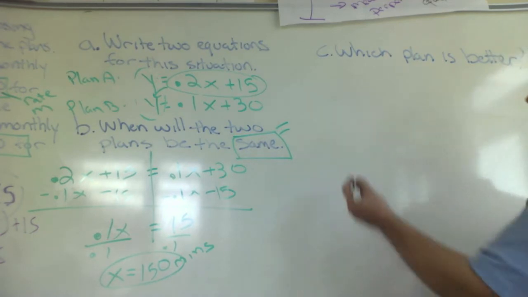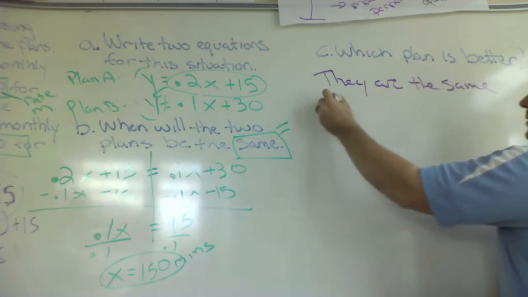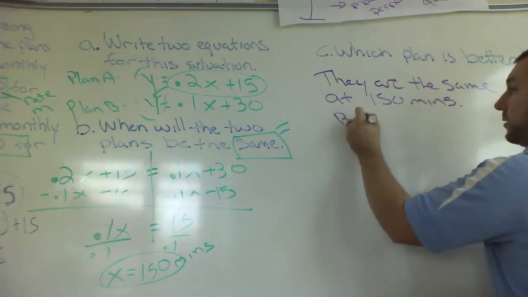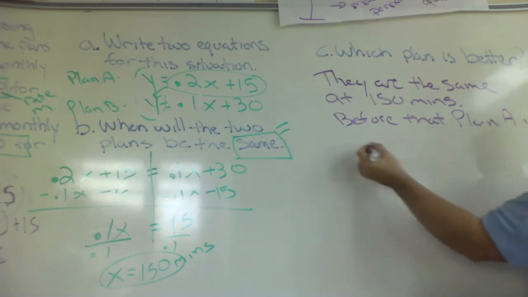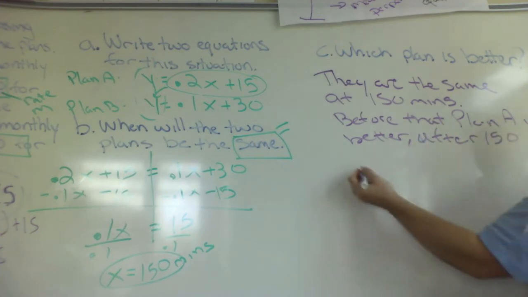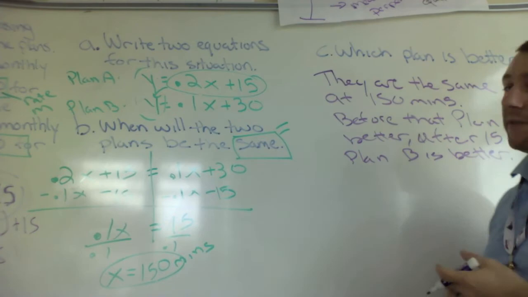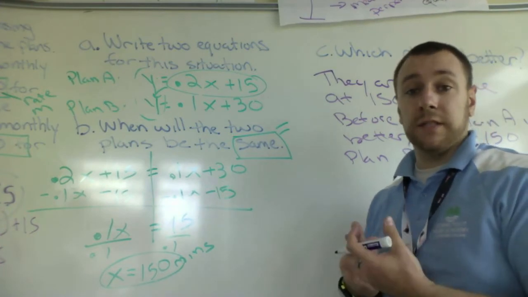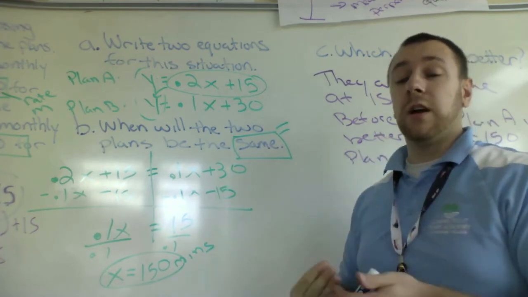So now we go to part C. Which plan is better? Well, they're the same at 150 minutes. Before that, plan A is better. After 150, plan B is better. But we have to make sure that we're solving for both x and y and plugging it in. So this is a situation where we need to solve a system. The next examples are going to be where we give you two equations and you're going to have to solve for x and y.